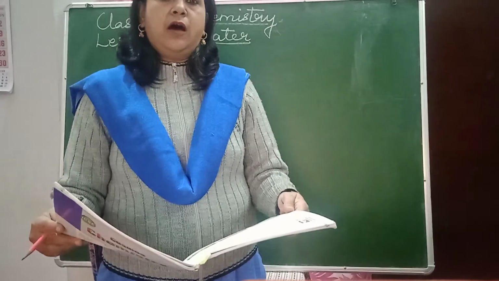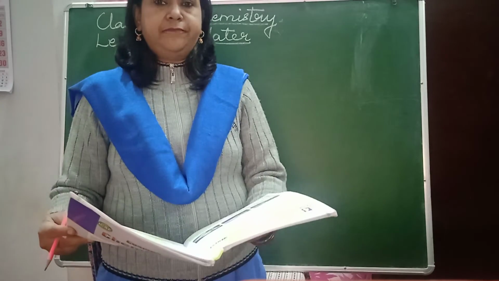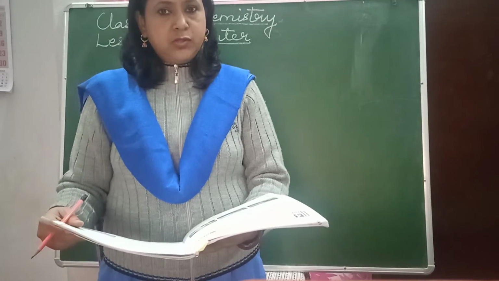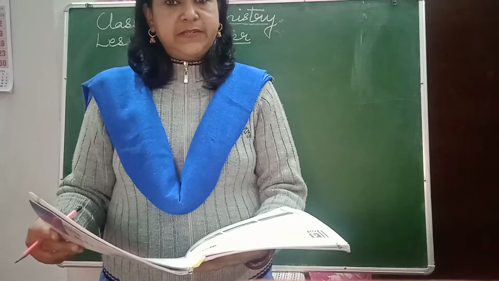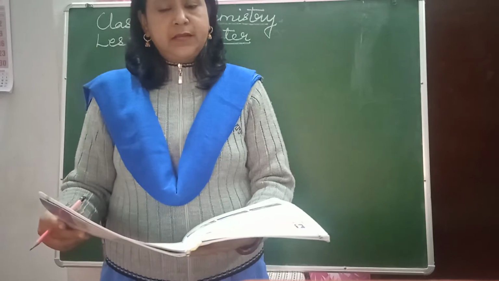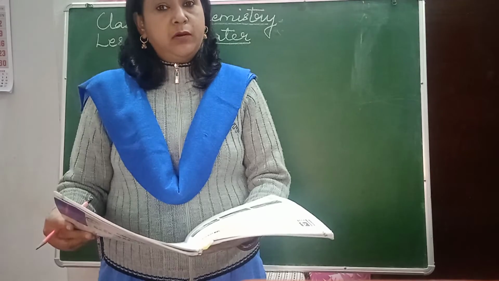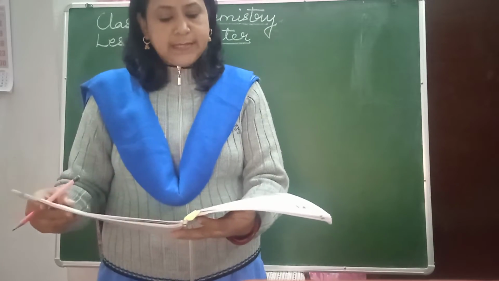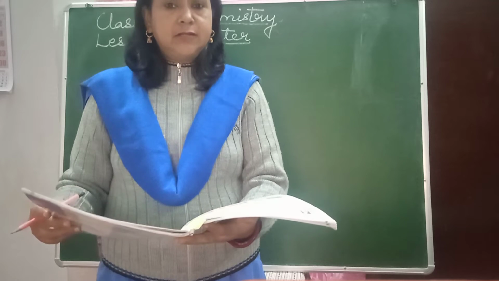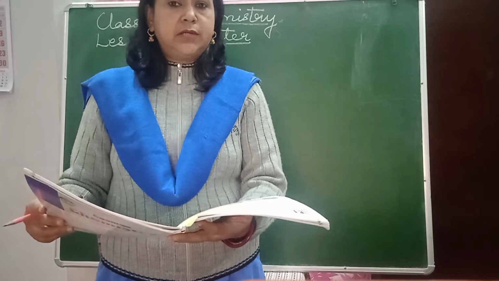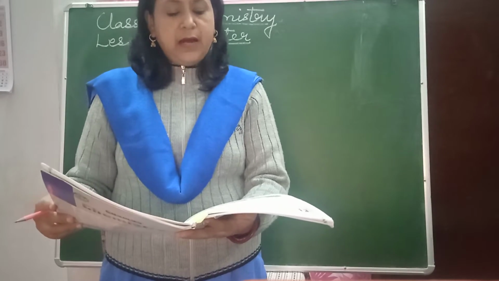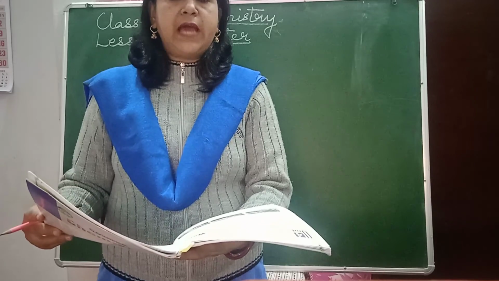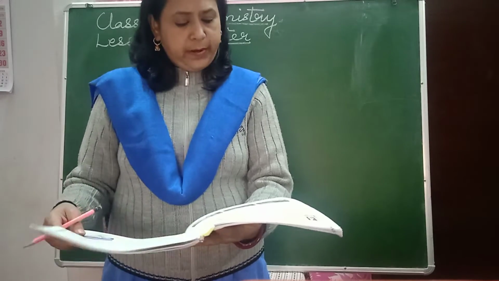So children, what are the forms of water? It is solid, liquid and gas. The water which we see in the ocean, rivers, lakes and reservoirs is in liquid form, the solid form of water is ice, and the atmosphere in which we are living has water in the form of gas, which is called water vapor.